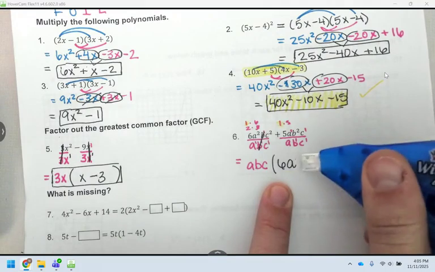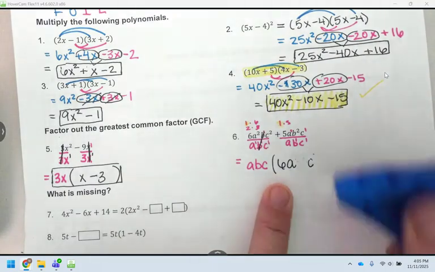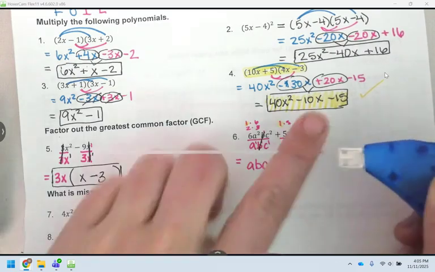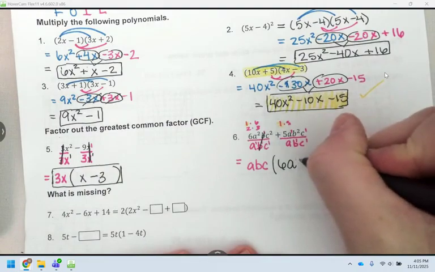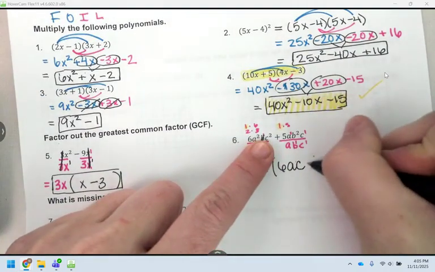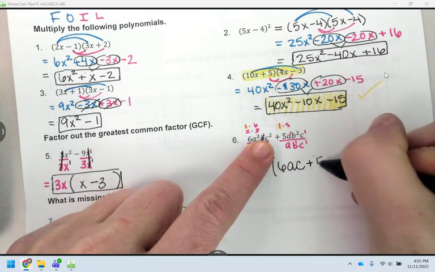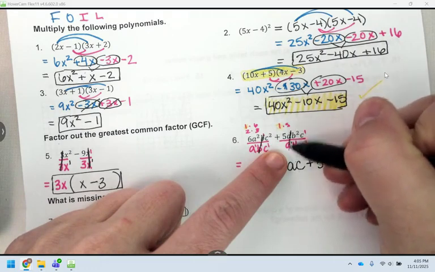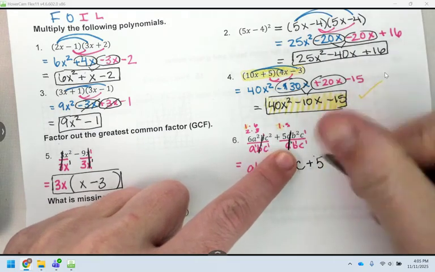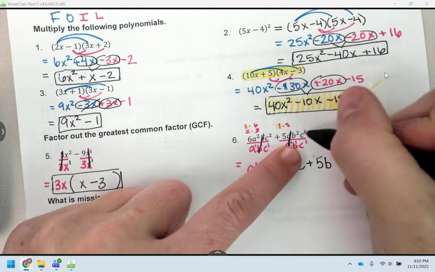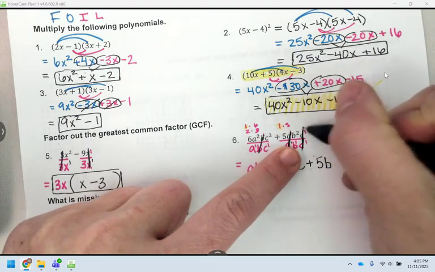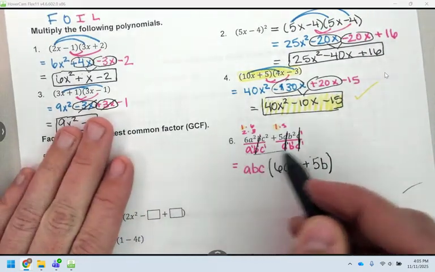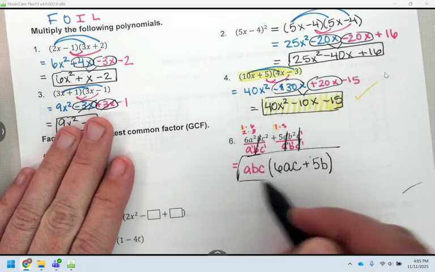Let's clean it up a little bit. Okay, so 6AC. Plus the 5 stays a 5. It has nothing to be divided by. A to the first over a to the first is 1. B squared over b to the first is b to the first power. And then c to the first divided by itself gives you 1. So this would be your final answer.